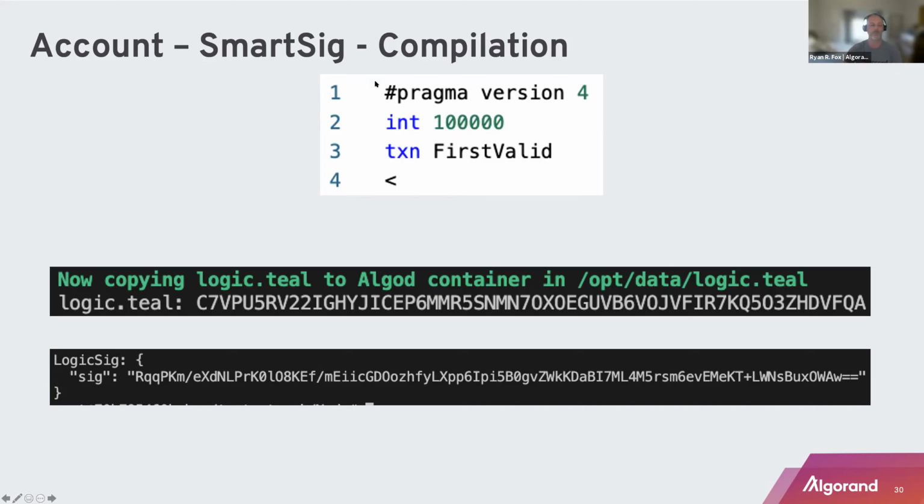So the way that this works is you take this program logic here, and then you compile it using the goal compiler, or you send it to an endpoint that will compile it for you. And you can see that that TEAL logic will then be translated into an address. And then you can use that logic signature, or a smart sig, we like to call it, and attach it to your transaction to use in place of the signature.